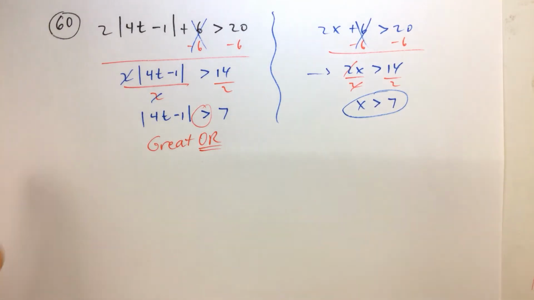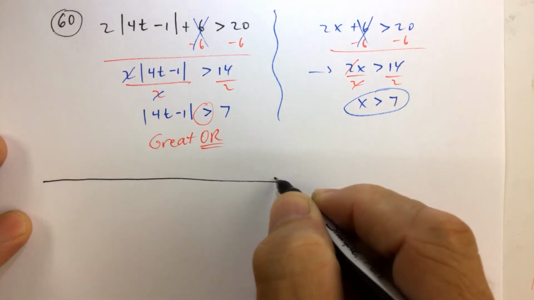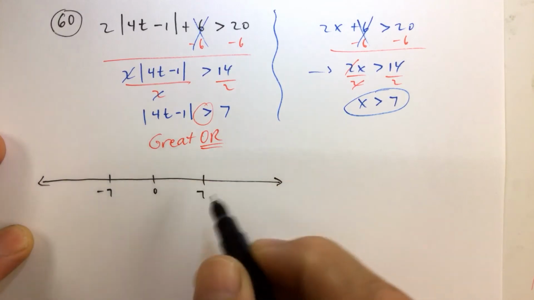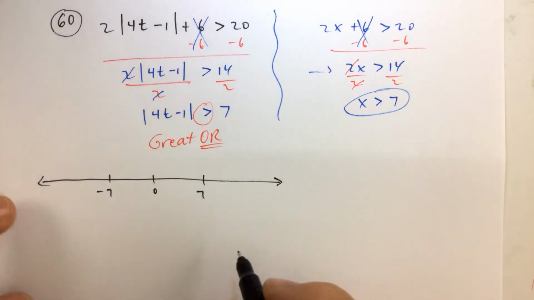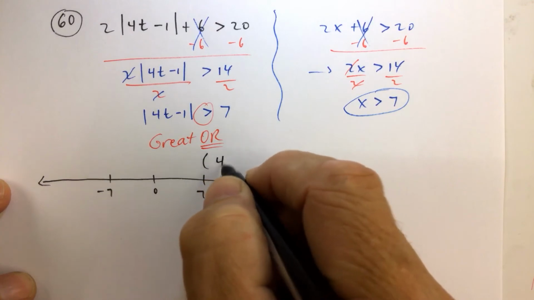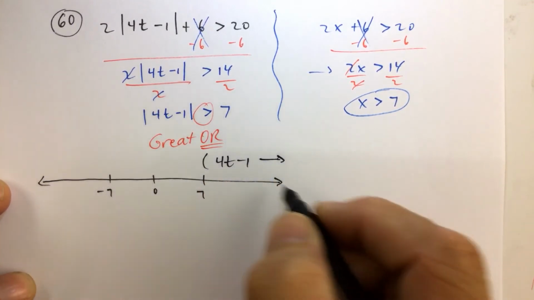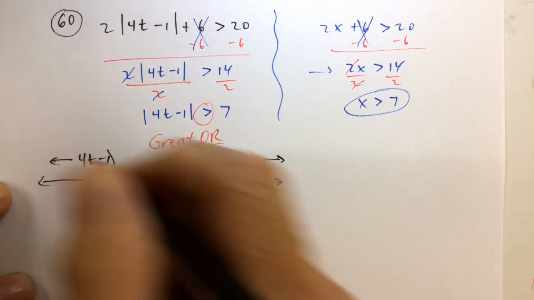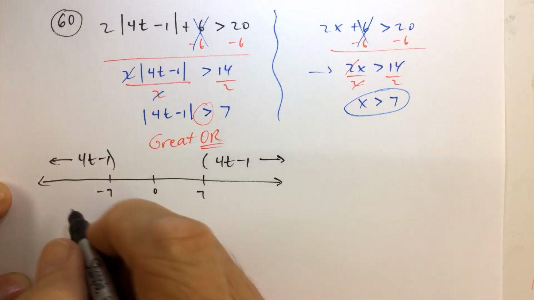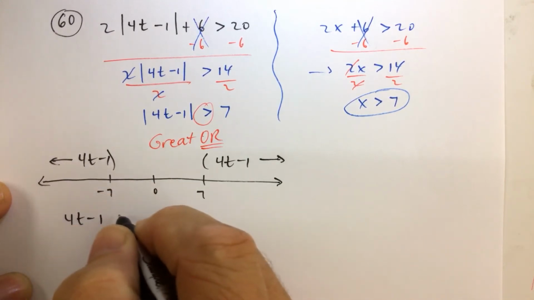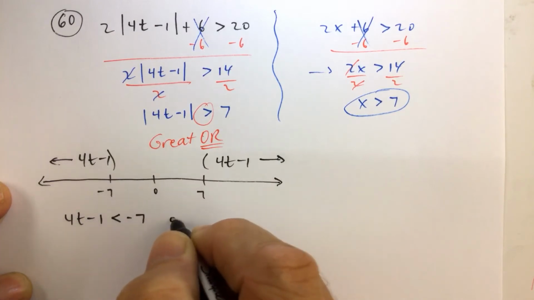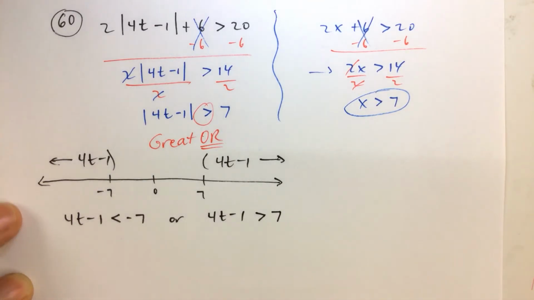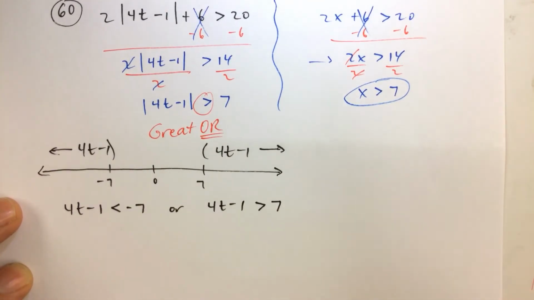So if you think about what a number line would look like and what that would look like graphically, if we're more than 7 units away from 0, here's 0, there's 7, and there's negative 7, because both 7 and negative 7 are 7 units away. But what we want is we want 4t minus 1 to go that way, to be greater than 7, or we want 4t minus 1 to be that way on the other side of negative 7. So what this says here is that 4t minus 1 has to be less than negative 7, or 4t minus 1 has to be greater than positive 7.